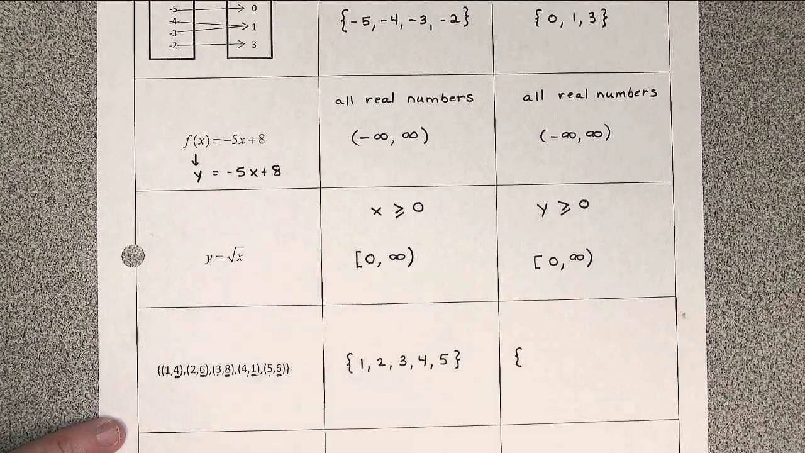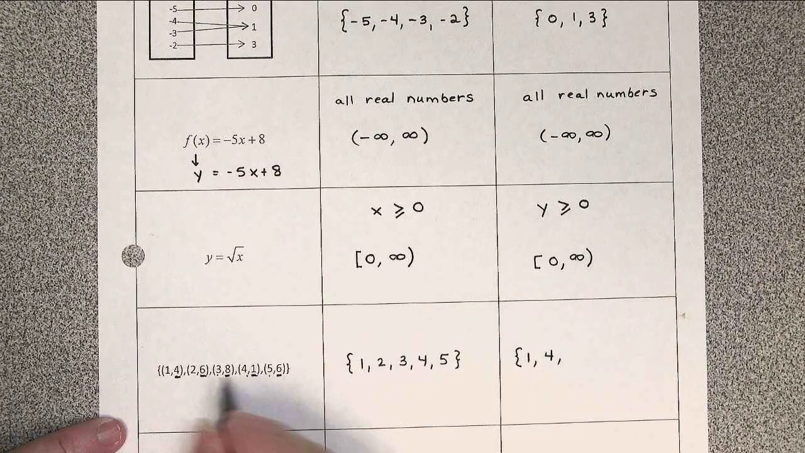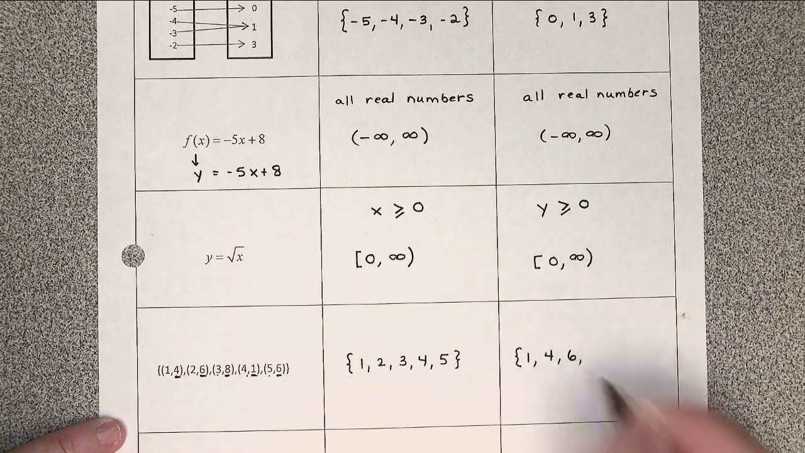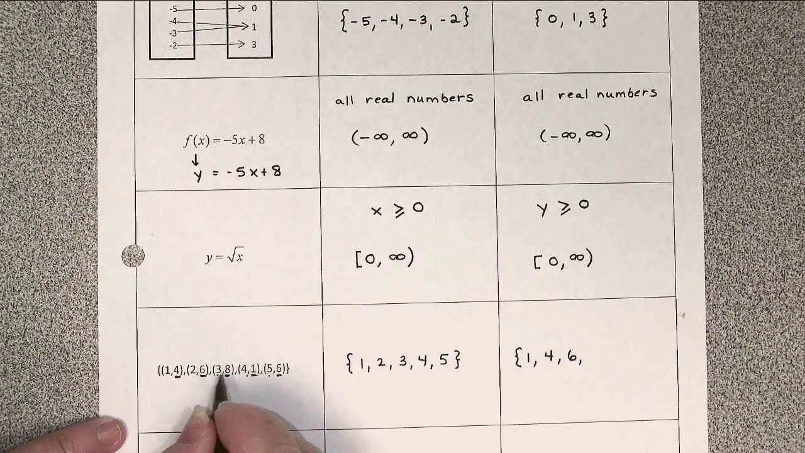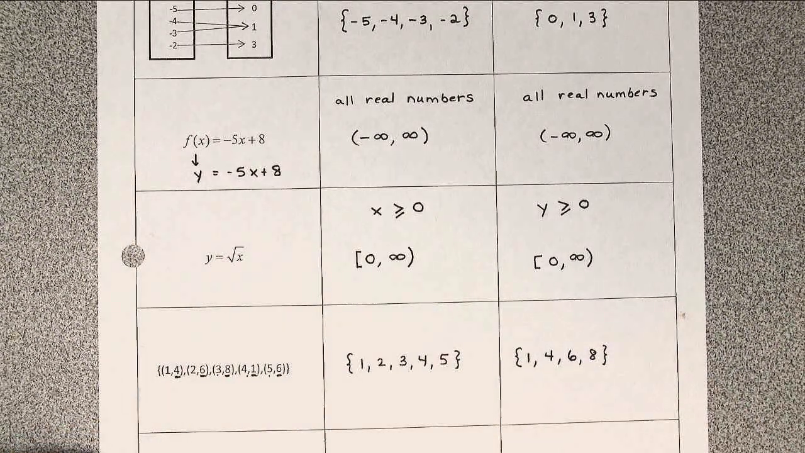Let's see, I like to put them in order, so I'm going to list it as 1, 4, 6 happens to occur twice, but I only have to put it once in my list, and 8. So no interval notation here. We only have specific individual values for the x's and the y's.